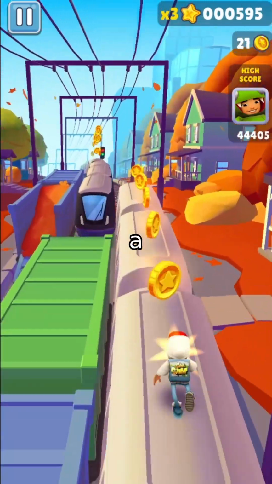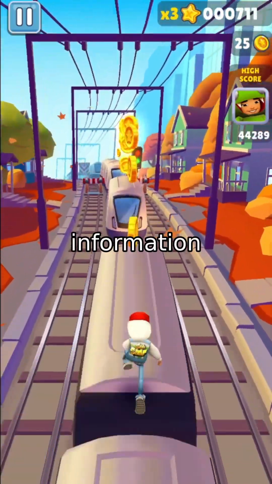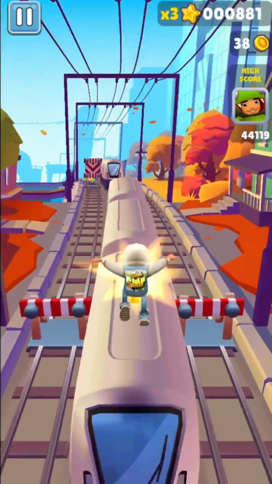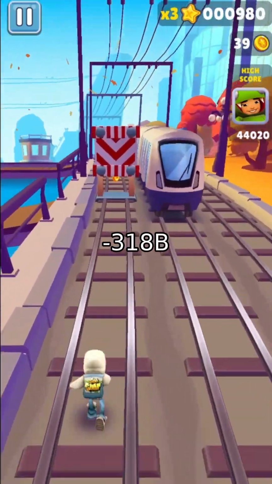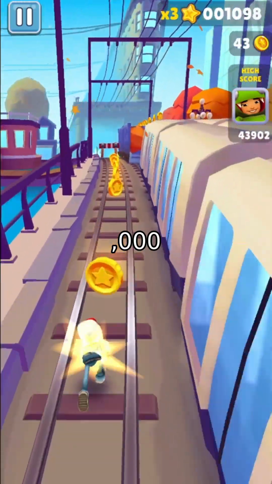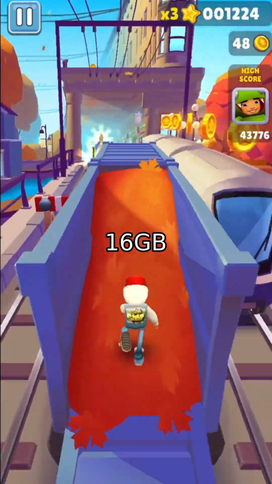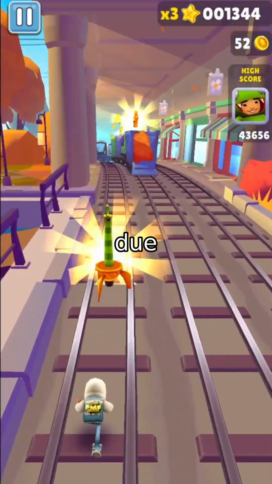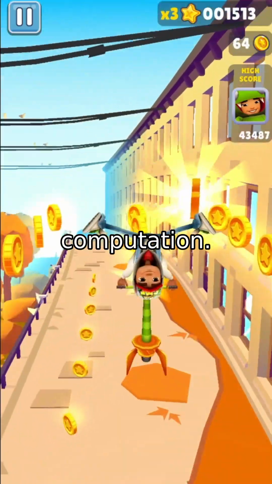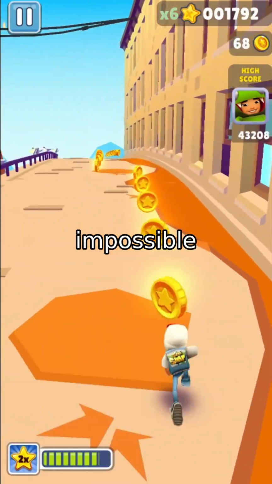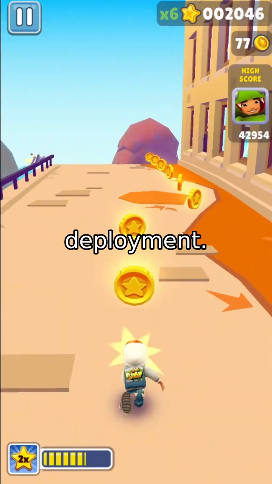Every time the model generates a new token, it must store a growing amount of information in its key value, KV, cache. For a model like Llama-3.1, generating 32,000 tokens of reasoning can require an extra 16 gigabytes of GPU memory, all due to the quadratic scaling of attention computation. This makes batch inference nearly impossible and severely limits real-world deployment.